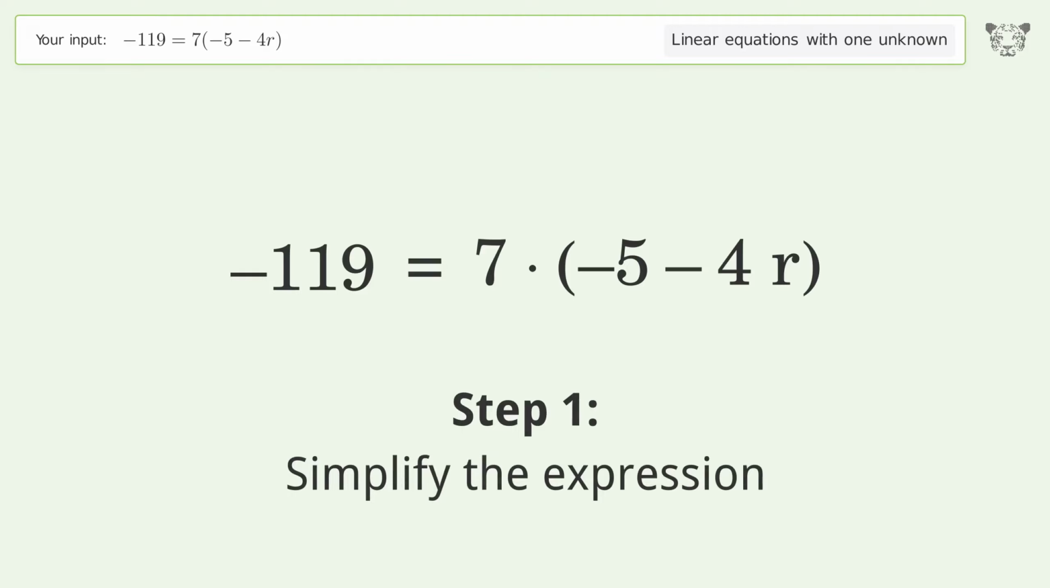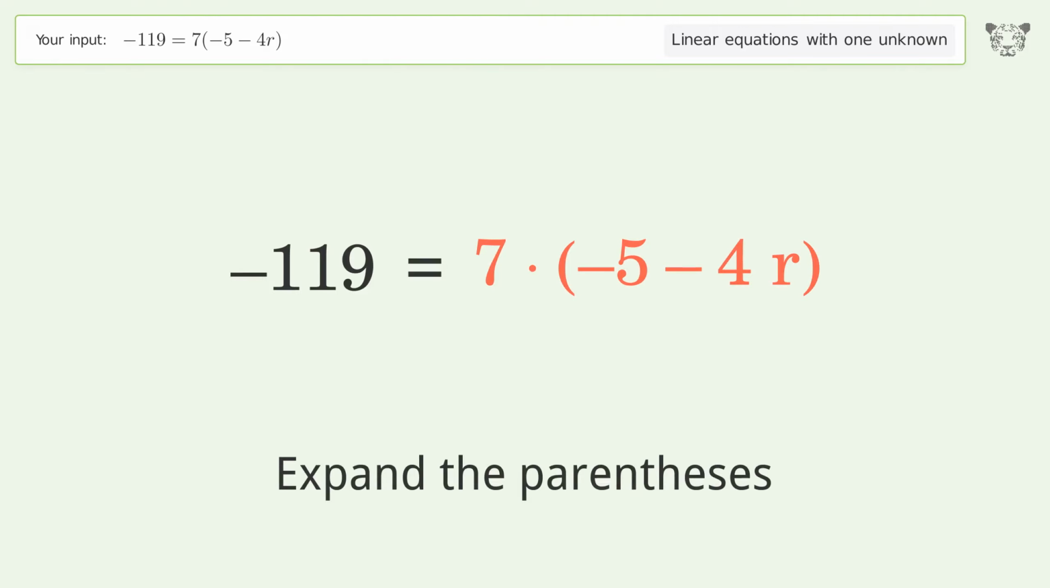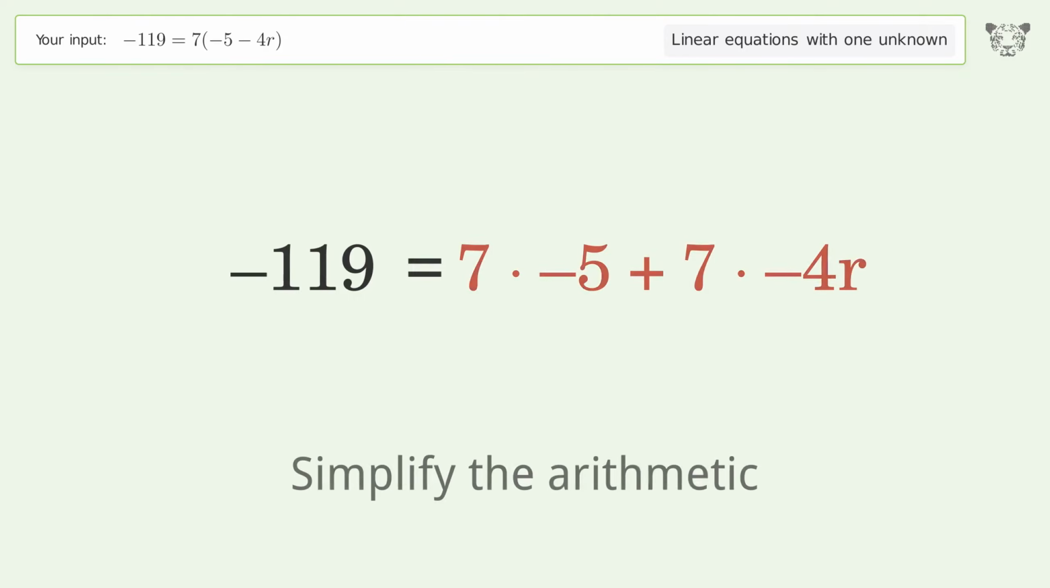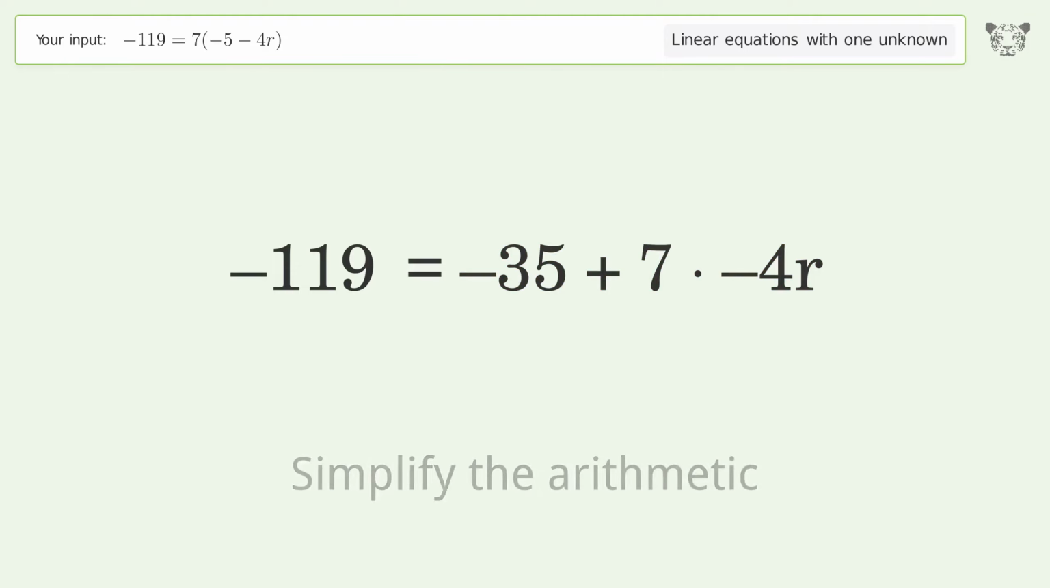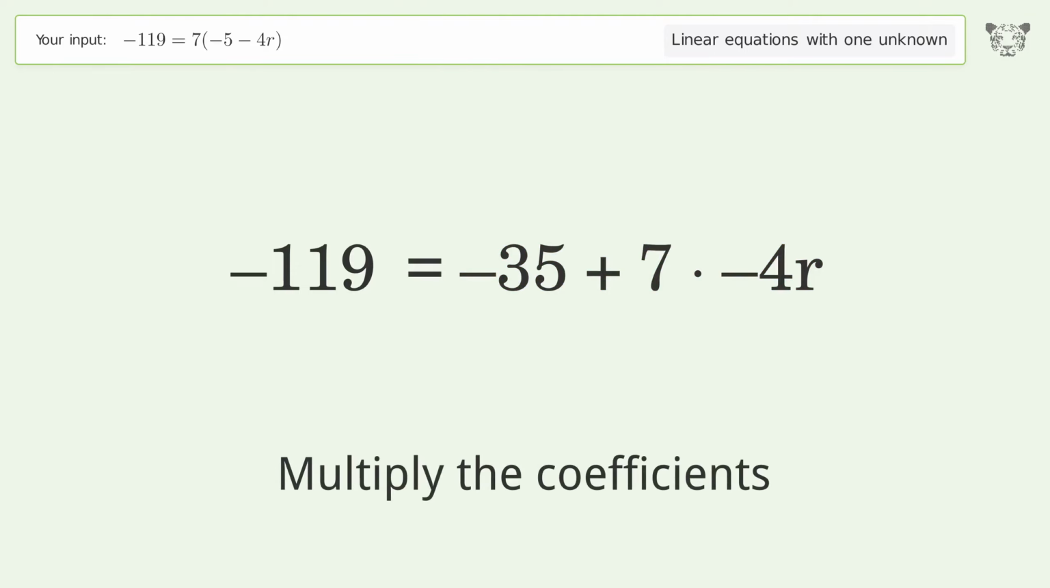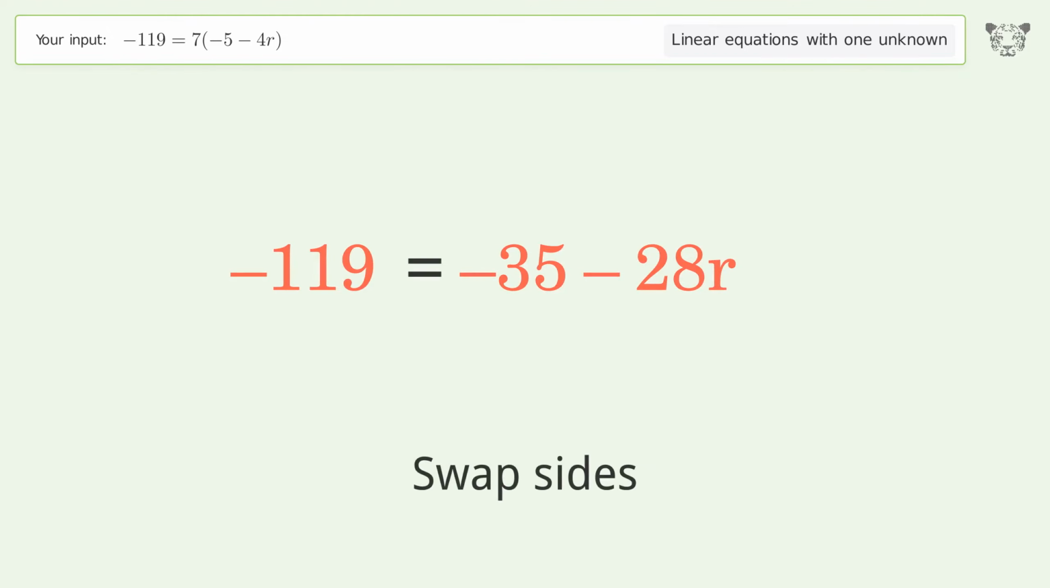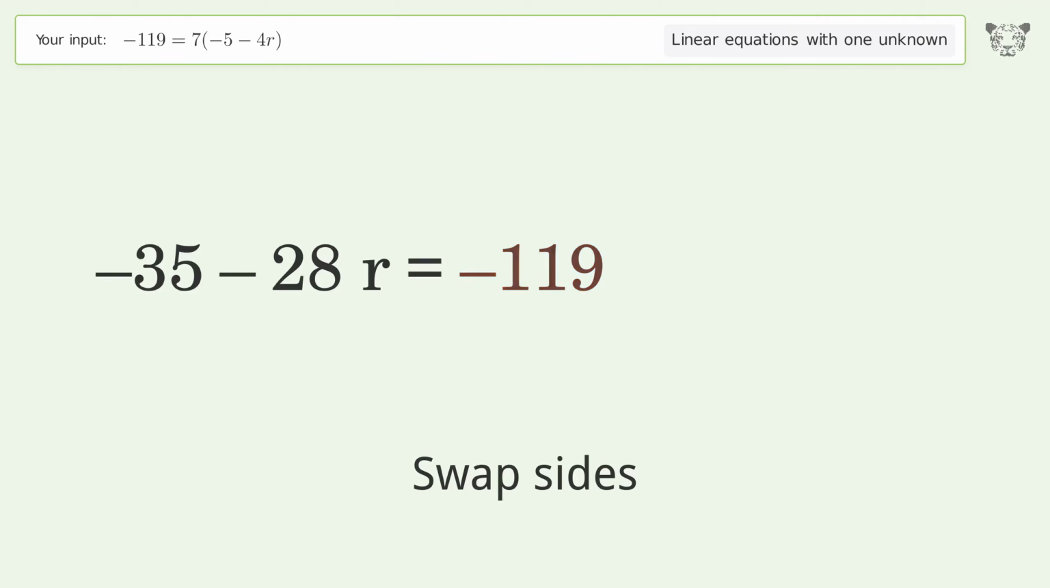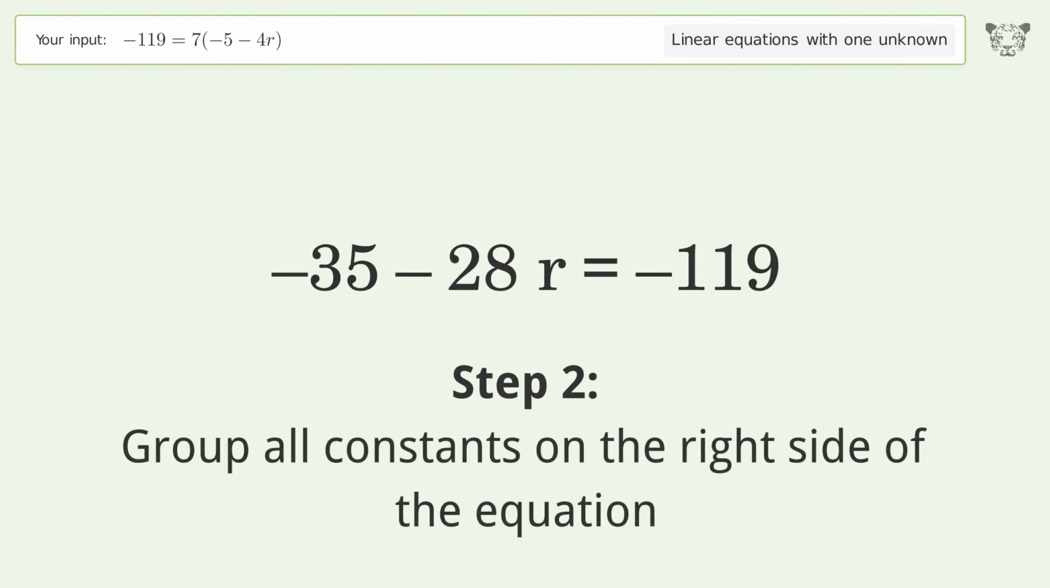Simplify the expression. Expand the parentheses. Simplify the arithmetic. Multiply the coefficients. Swap sides. Group all constants on the right side of the equation.